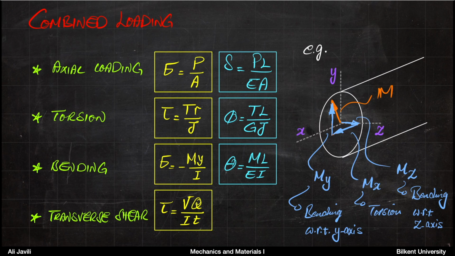So if you have a problem like this, usually the question is to find or to calculate the stress state at a specific point in the beam or in the shaft. And as I mentioned previously, for that matter, we are usually interested in the yellow column here. So how do we do that? How do we calculate the stress state for a combined loading problem?